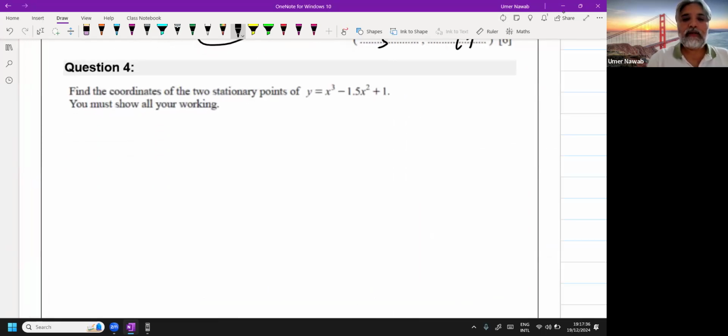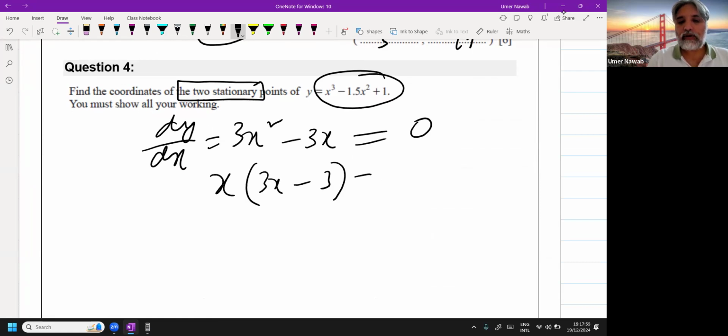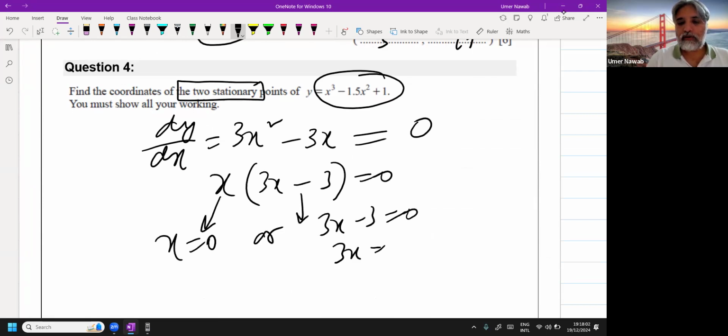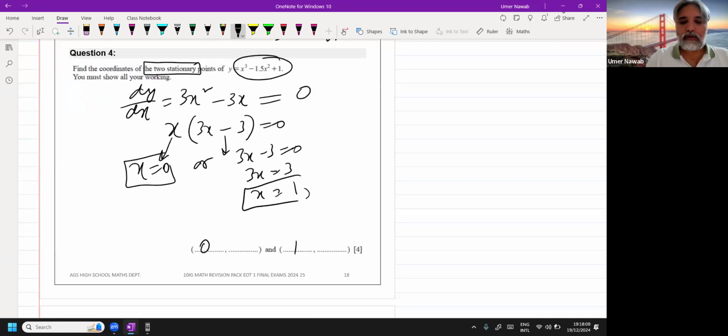Next, I want to again find the two stationary points. Take the derivative dy by dx. 3x squared minus 1.2 times 2 is how much? 3x plus 1. Since I'm looking for stationary points, put dy by dx equal to 0. Take the x common. So 3x minus 3 equal to 0. So either x is equal to 0 or 3x minus 3 is equal to 0. So 3x is 3 and x is equal to 1. So we got the two values of 0 and 1.